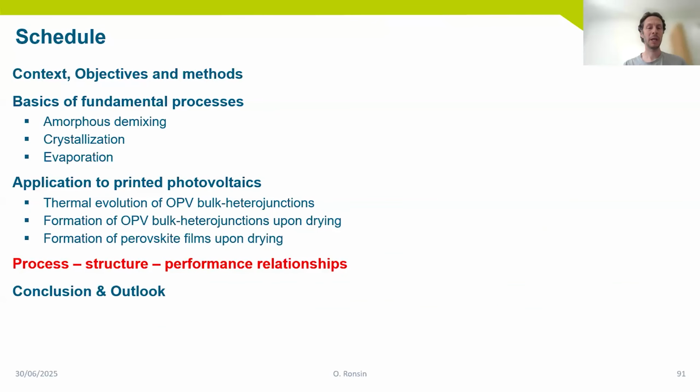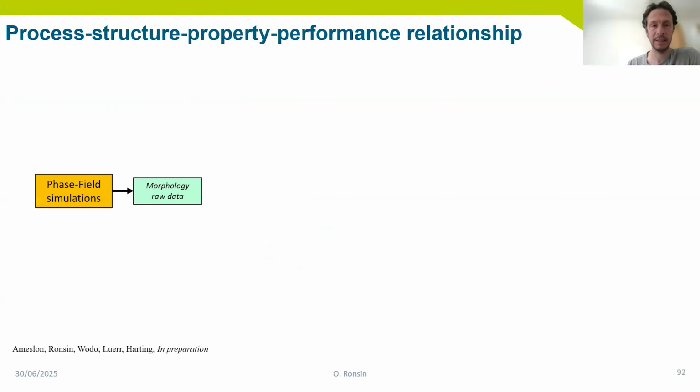So to finish very quickly, to have an outlook towards the next presentation, I wanted to show you how we imagine the process-structure-performance relationships from these phase field simulations. So we have these phase field simulations, and this means that we have morphology raw data, as I showed you before. Now, of course, we want to know at the end how the performance of the solar cells depends on this morphology, and we need to work a little bit more for that.